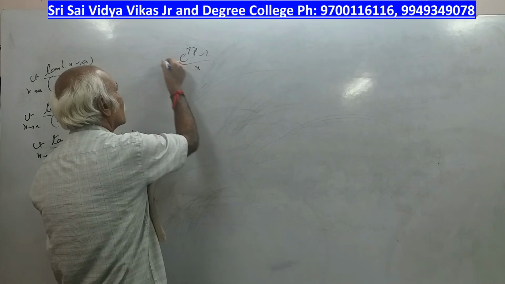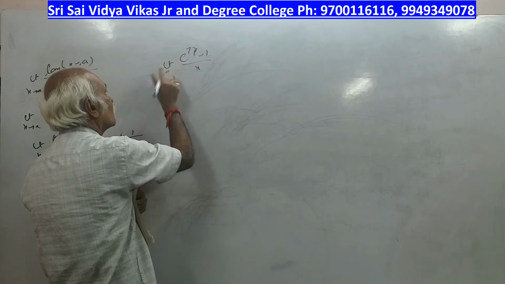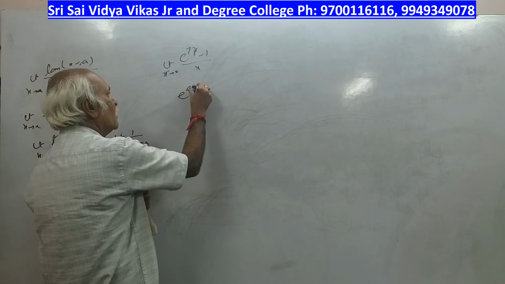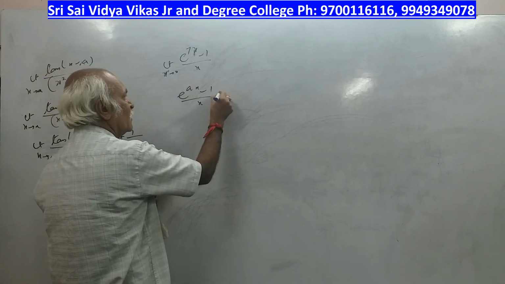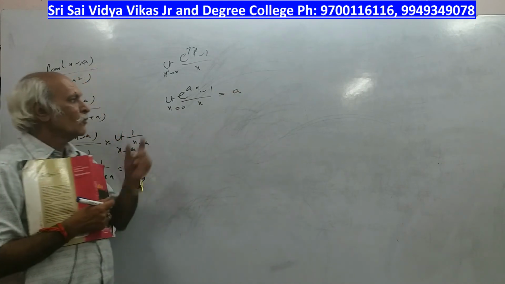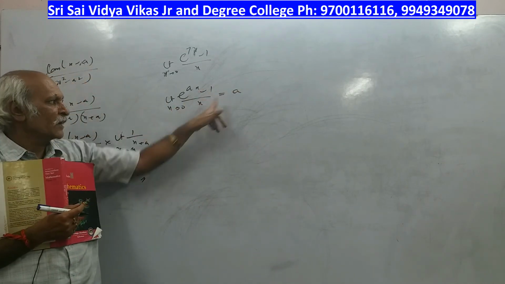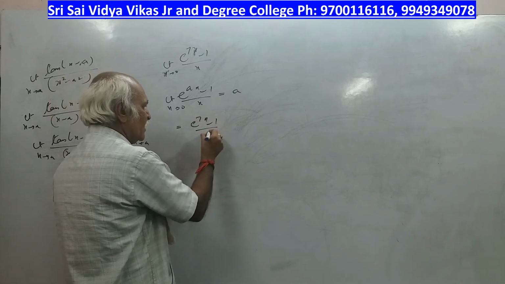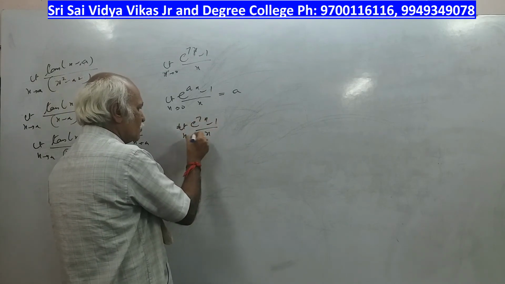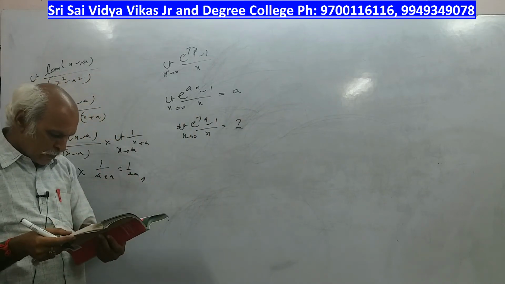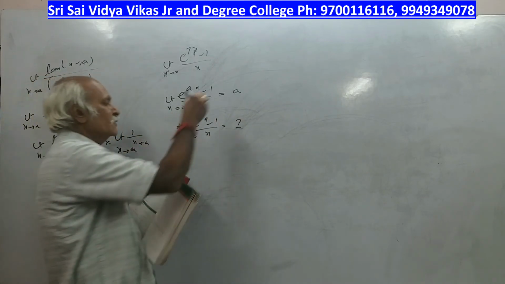By x, x tends to 0. Again I am writing one formula. e power ax minus 1 by x, limit x tends to 0, is a. What is the formula? e power ax minus 1 by x is what? a. So this becomes e power 7x minus 1 by x, limit x tends to 0, is 7. Whatever a value is there, that we have to put. Okay, now look at the next one.